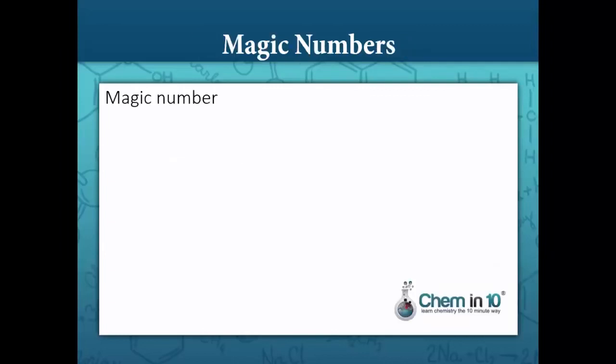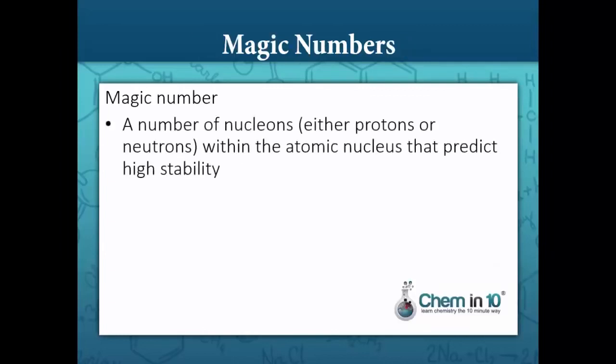There is also something called magic numbers. Experimental evidence has shown that the number of nucleons, a nucleon can either be a proton or a neutron, helps to determine whether a nucleus will be stable.